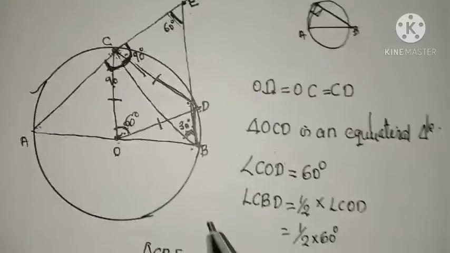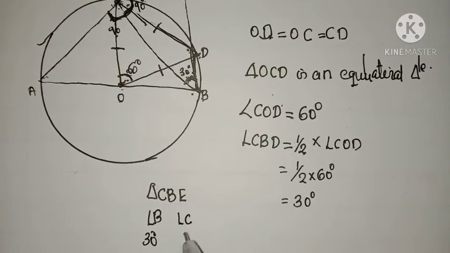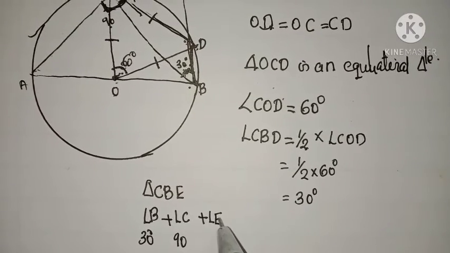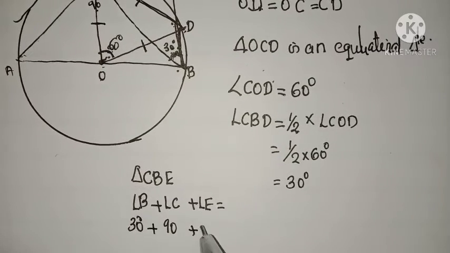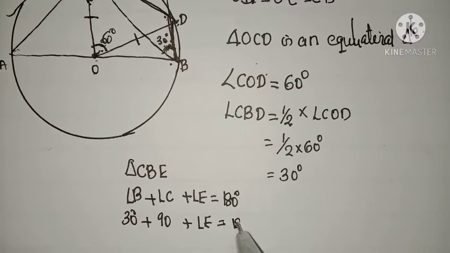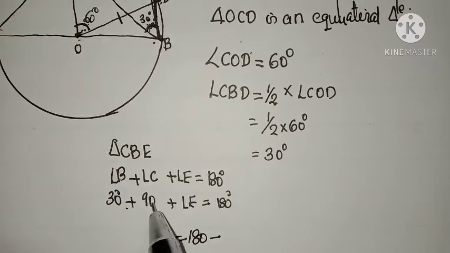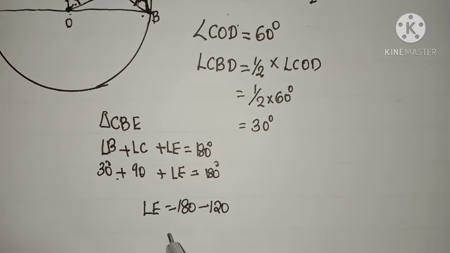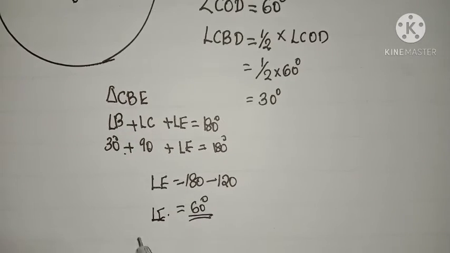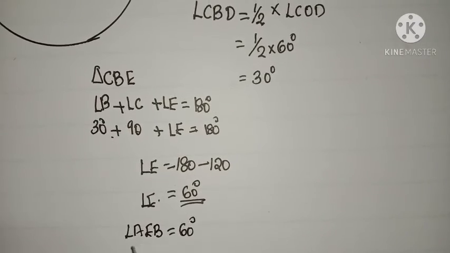So in this triangle, angle B is 30 degrees and angle C is 90 degrees. By the angle sum property, what is angle E? The sum of the three angles equals 180, so angle E is equal to 180 minus 120, which is 60 degrees. So angle E, or angle AEB, is equal to 60 degrees.